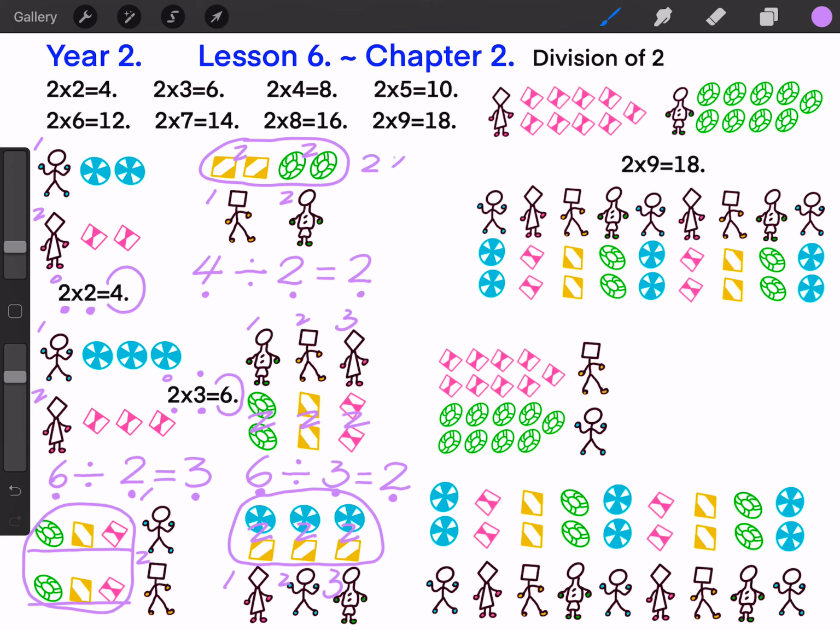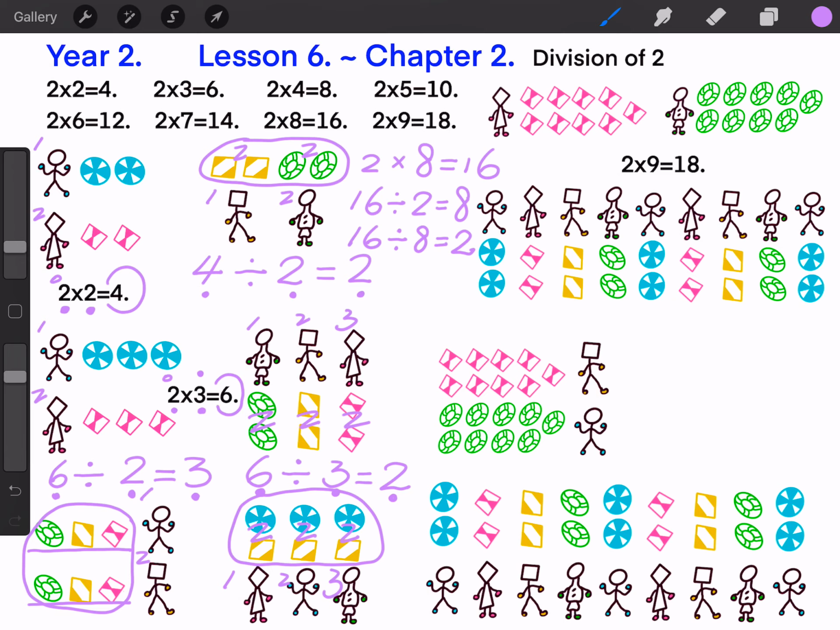2 times 8 equals 16. Reversely, 16 divided by 2 equals, right, 8. Or 16 divided by 8 equals 2. Please have a try.